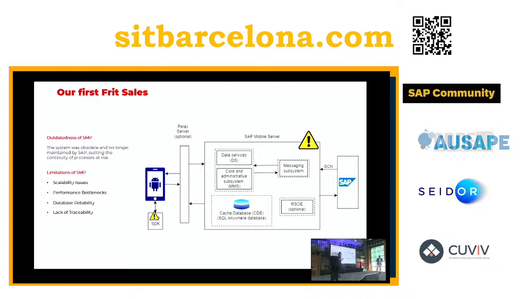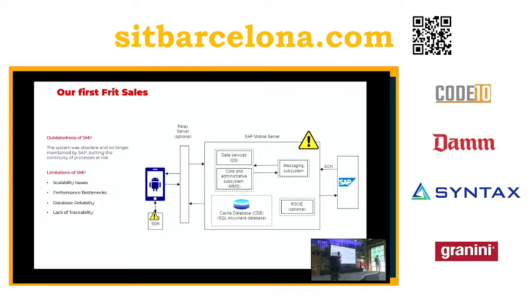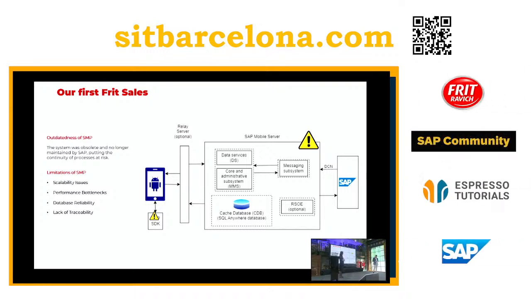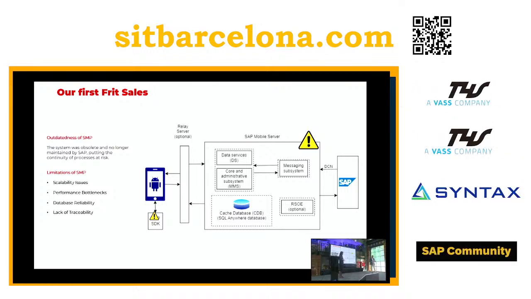But SMP had significant limitations. We had scalability issues. Adding new entities or functionalities wasn't easy. It required updates to both SAP and mobile devices, causing service interruptions and a complete reset of the database. We also experienced performance bottlenecks. The single-threaded DCN design caused delays during high demand periods, making it unstable.